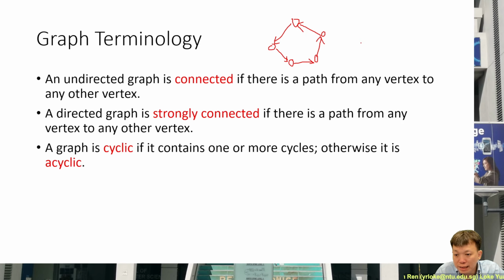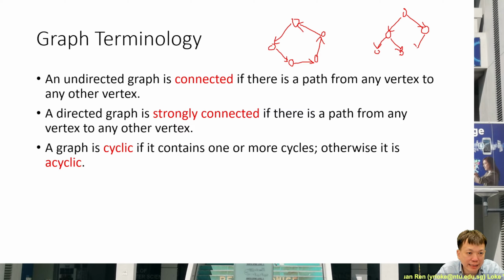Then a graph is cyclic if it contains one or more cycles, otherwise it's acyclic. So this one obviously is cyclic. There's a loop, there's a cycle. One or more, how many doesn't matter. As long as I find one cycle in the graph, that particular graph is considered cyclic. The one you cannot find a cycle in, for example, is a graph with a tree structure. This one you definitely cannot find any cycle.